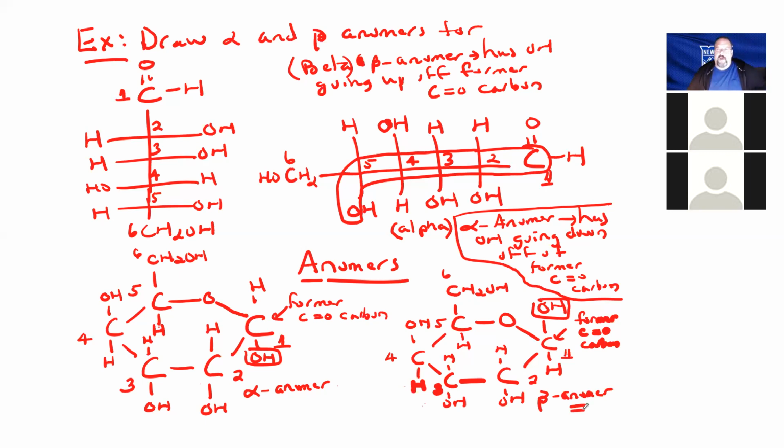And essentially for a monosaccharide, every time you take a Fischer projection and make it into a ring, you actually don't get one ring structure, you get two. They're identical. They should have drawn these identical. They're identical except for the new OH group on the former C=O carbon. If it's going down, you have the alpha anomer. If it's going up, you have the beta anomer.